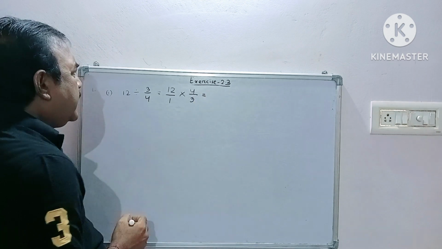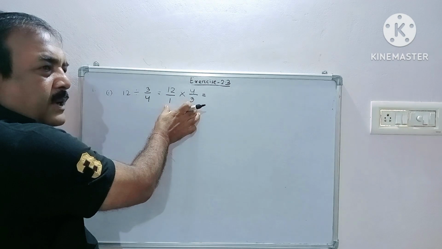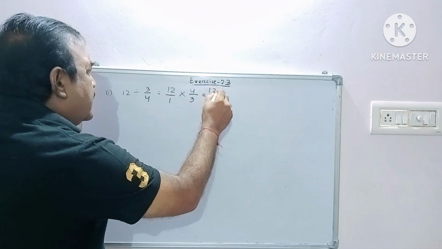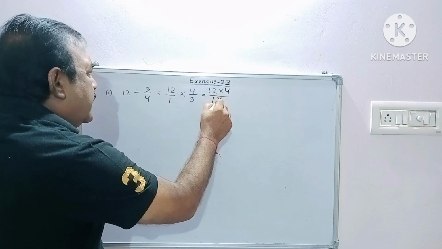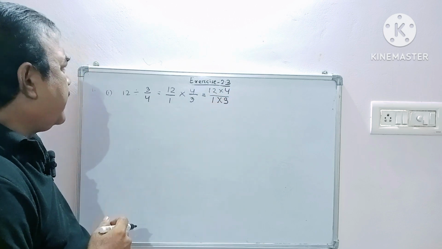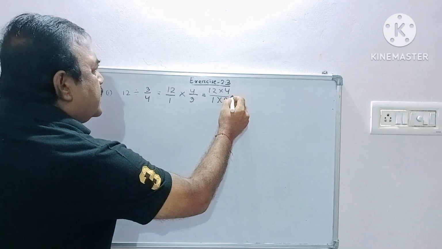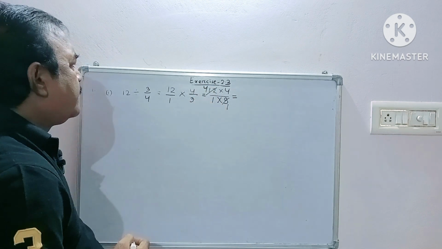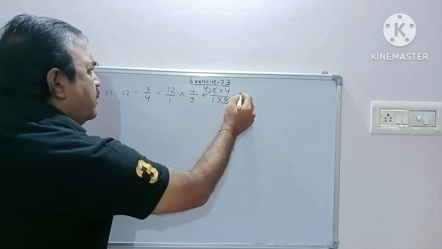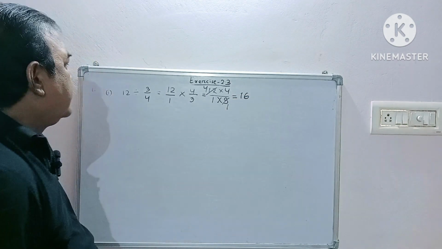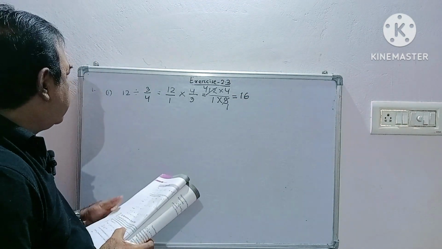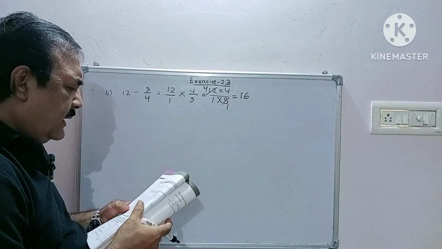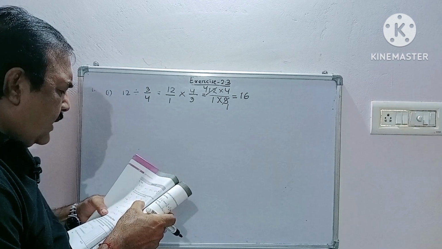So, in the case of multiplication, what do you do? Numerator into numerator, that is 12 into 4, divided by 1 into 3. You see, 3 ones are 3, 3 fours are 12. So 4 into 4, that is 16 upon 1, that is 16. So this is the value we got. You may do it like this. I don't want to take your time.